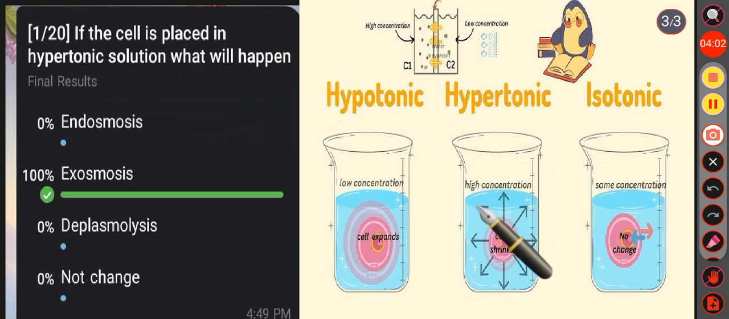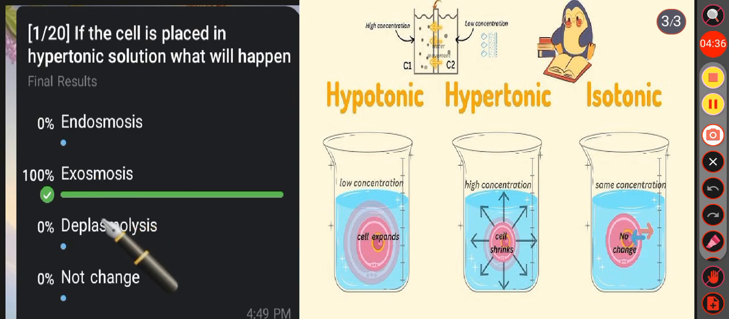We see here that when a cell is placed in a hypertonic solution, then exoosmosis occurs. And when a cell is placed in a hypotonic solution, then endoosmosis occurs. Then the last term, that is isotonic. As the name suggests, iso means same. So the solute and solvent concentrations are nearly the same in this case. So no endoosmosis and exoosmosis occur here. Okay, so there will be no change in the cell and the solution.